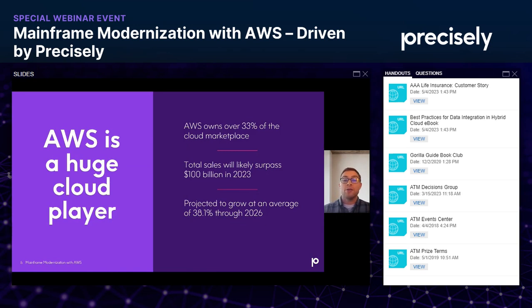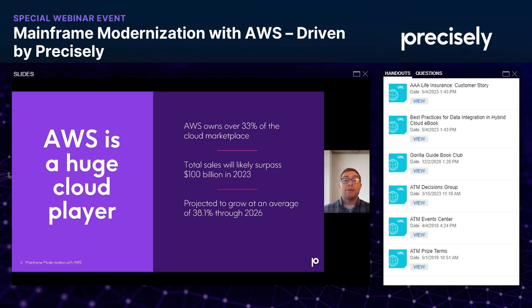AWS really pioneered this space, right? They made it easy for any user, really, businesses, to deploy servers and IT infrastructure with just a click of a button. And since then, they have not really looked back, right? They own over 33% of the cloud marketplace, and some of the biggest brands around the world and across industry rely on AWS to help drive their cloud projects and new workloads.